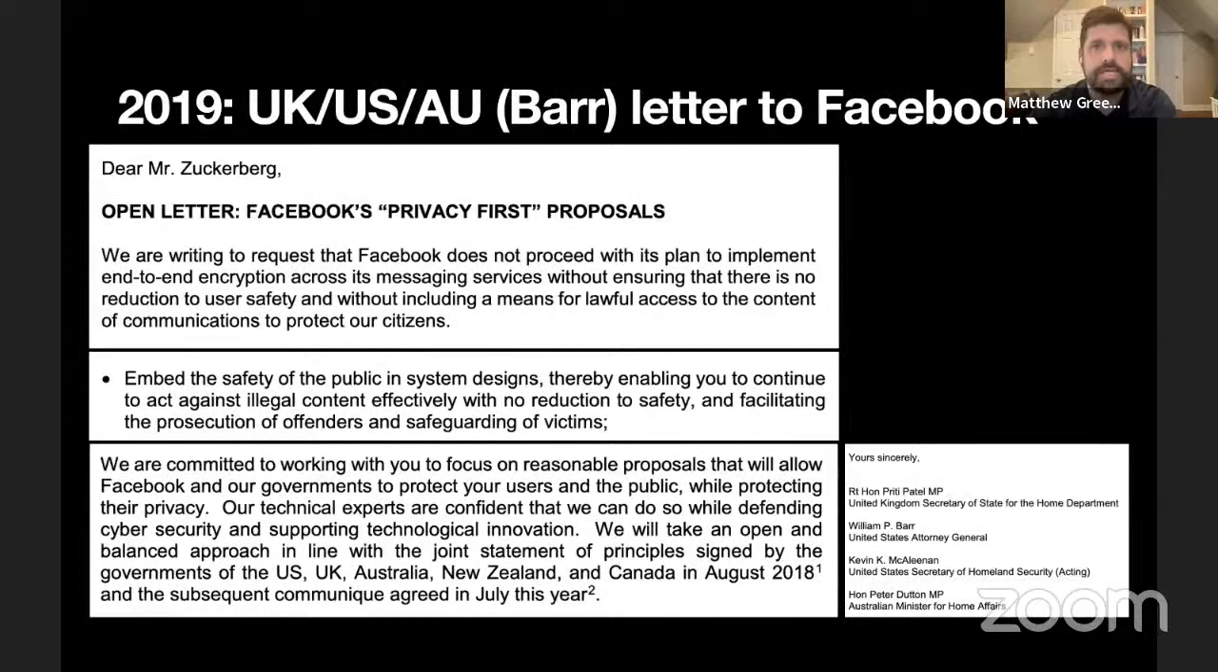And I just want to quote one section from the open letter that was published back in 2019. It had a very specific request, and the request was this. It was to embed the safety of the public in system designs, thereby enabling you to continue to act against illegal content effectively with no reduction to safety and facilitating the prosecution of offenders and safeguarding of victims. And so not only did this change the technical shape of the debate, but it led to a new set of research and discussions in the technical community where people began to ask, is it possible to build systems that can scan for abusive content while maintaining end-to-end encryption?